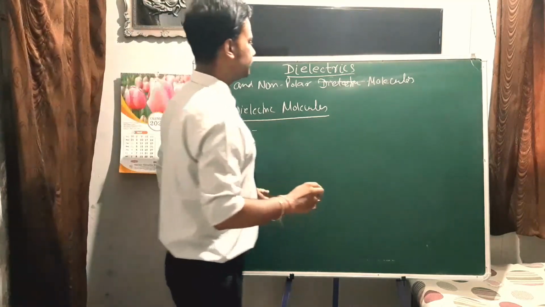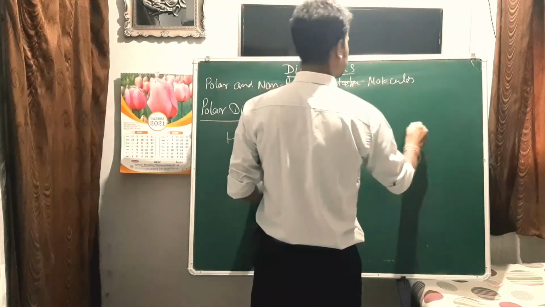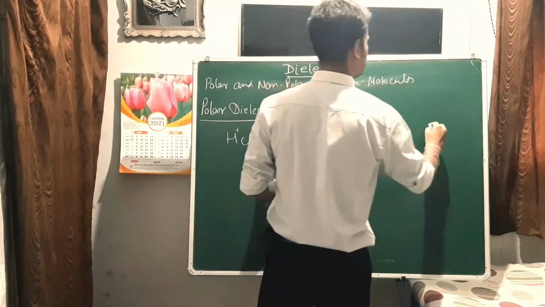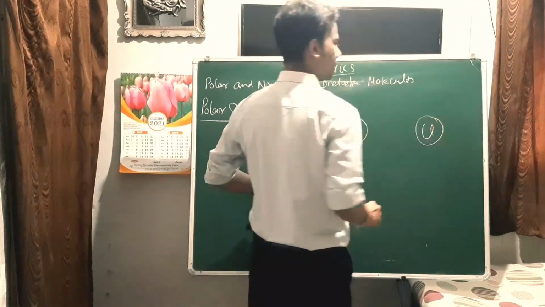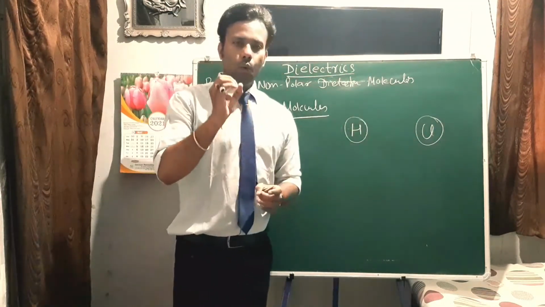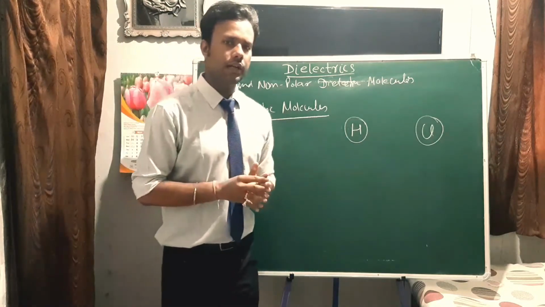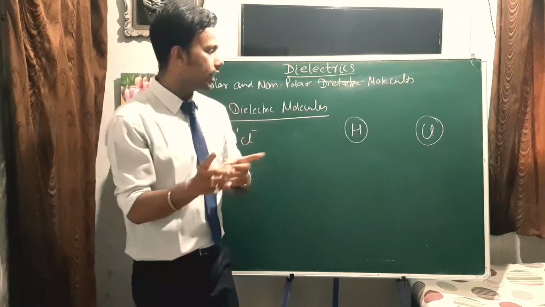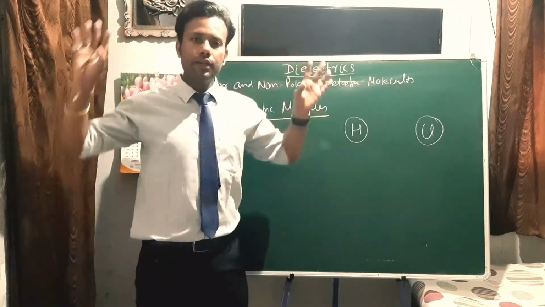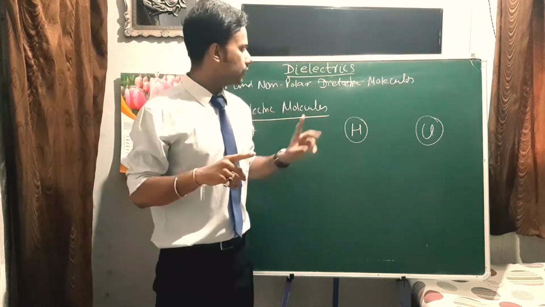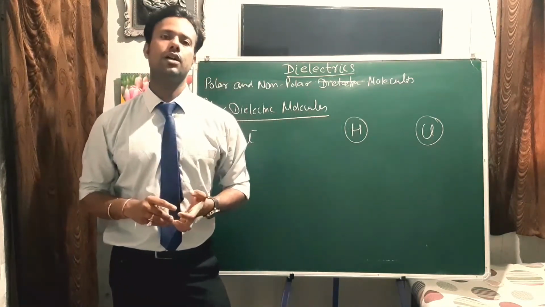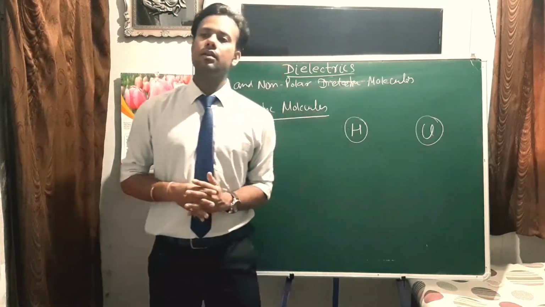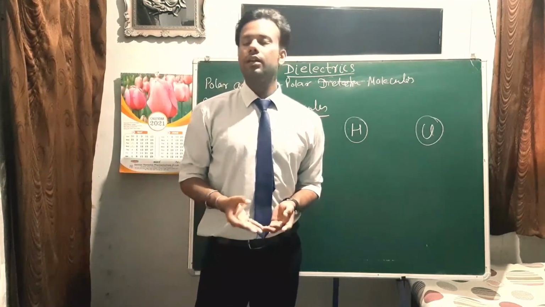In HCl, the electron of the hydrogen atom is more near to the chlorine atom, right? And that is why the surroundings of chlorine become negatively charged, whereas the hydrogen becomes positively charged. See, some students have this misconception that the electron is given to the chlorine, right? It is not like that.